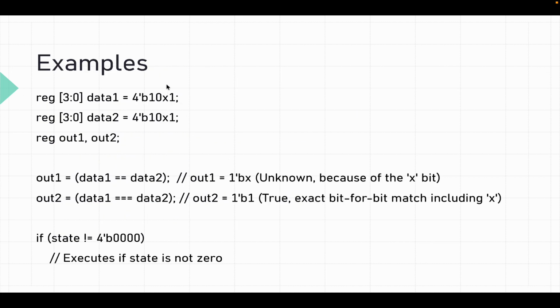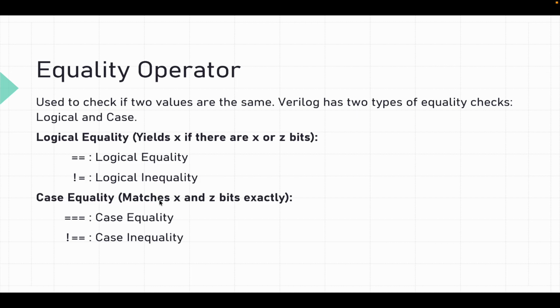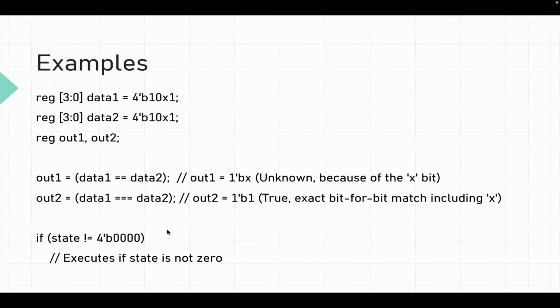See, here we have x. The second bit is an x. Let us check how it is working. So we are comparing the equality, and the output is 1'bx because we have x in the data. Then again, for the second time, we are checking the case equality. It is true, an exact bit-for-bit match including x. Since both are matching, case equality is matching. That means all the bits in both the operands are matching.